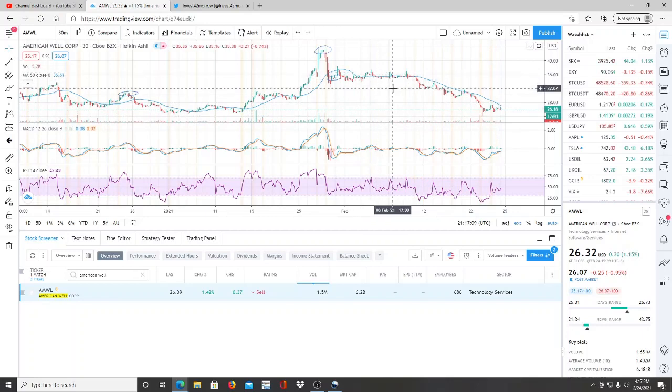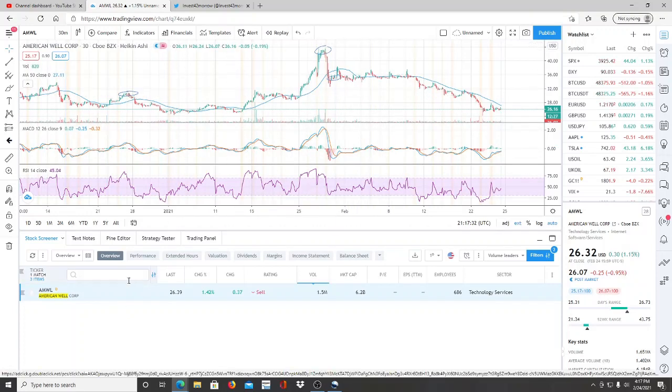Now, for those of you that are not aware of what sector this is in, well, this is part of the telehealth sector. So I definitely recommend doing more research on ticker symbol AMWL, American Well Corp. But if you were to go ahead and confirm what is something that's comparable to this stock, obviously I'm not saying it's the same exact thing, it would be something like Teladoc.